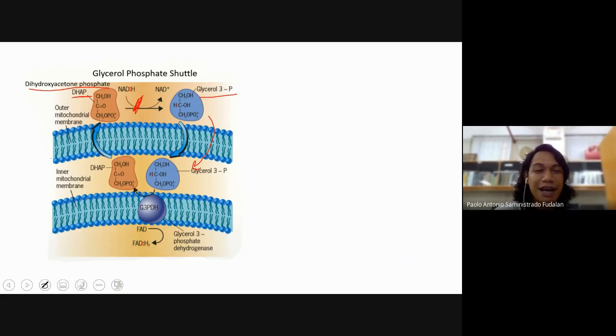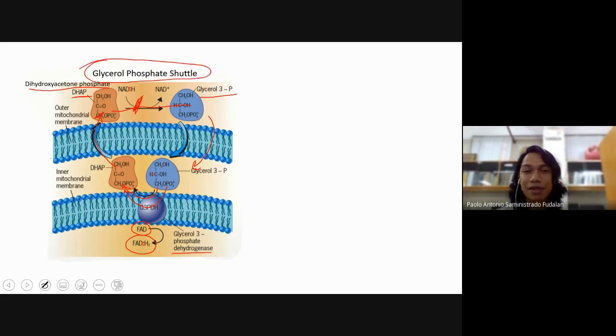And it cannot enter the inner membrane, so it will pass the electron again to G3-PDH, or glycerol 3-phosphate dehydrogenase. And glycerol 3-phosphate dehydrogenase passes the electron to FAD, or flavin adenine dinucleotide, and in the process that becomes FADH2. While your glycerol 3-phosphate returns back into becoming DAP, and it waits again in the outer membrane for more NADHs. So this is what we call the glycerol phosphate shuttle.